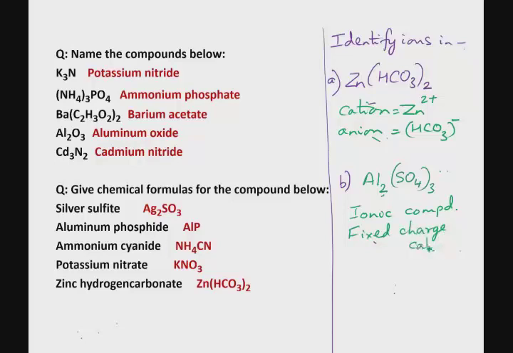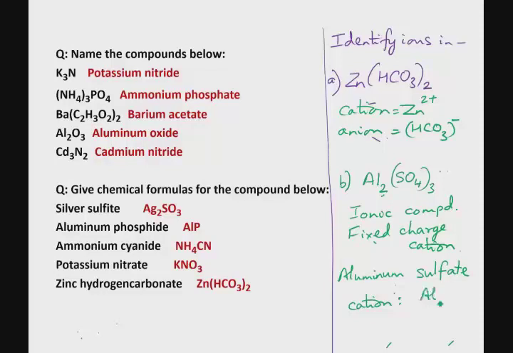Okay, and then how would you name this compound? You would name the cation first, which is aluminum. And then you would name the anion, which in this case is a polyatomic anion, as you can tell, and that polyatomic ion is called sulfate. Agreed? Now if I asked you to identify the ions, then the cation in this case is aluminum.